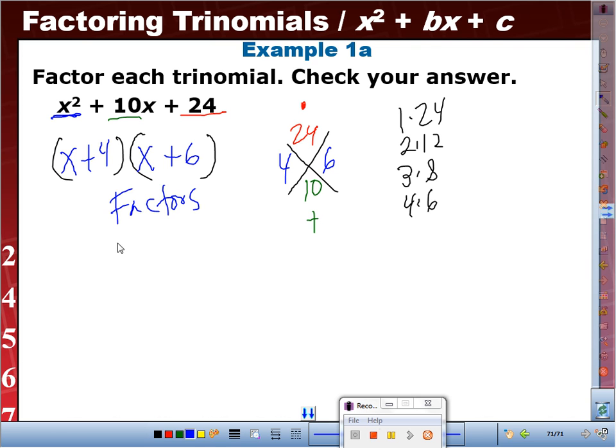Yeah. So, can you put 6 on the other side and 4 on the other side? Yeah, I just said that earlier. We can switch these. X plus 6, x plus 4.